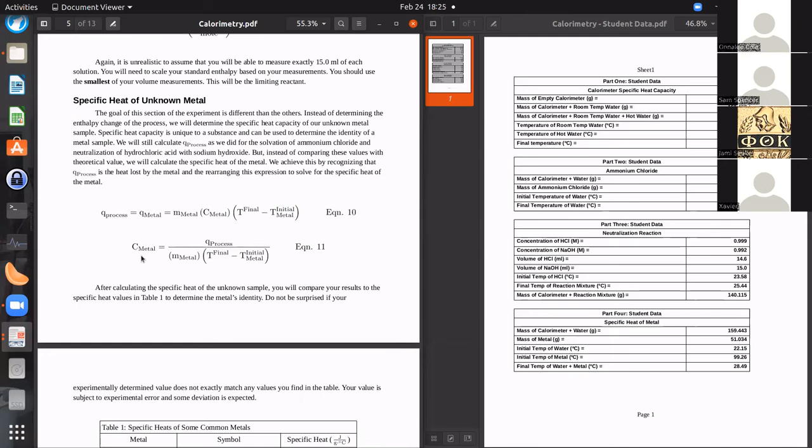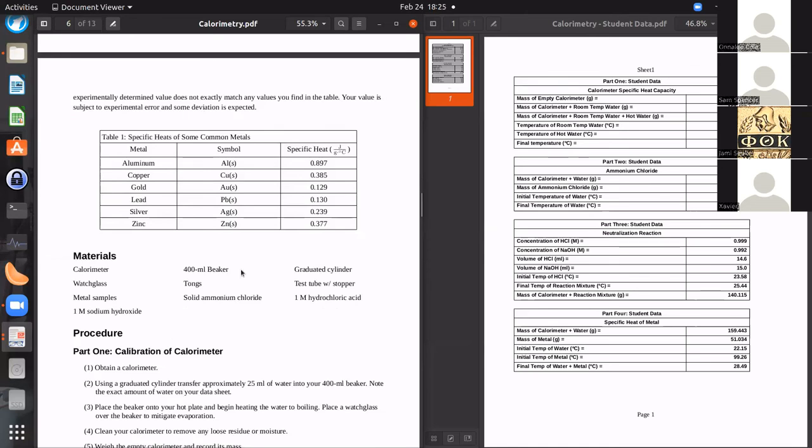Now, once we have that, we're going to go down a little bit more. We're going to look at this table. And we're going to say, okay, which one of these specific heats is it closest to? And then we're going to identify which metal we had.